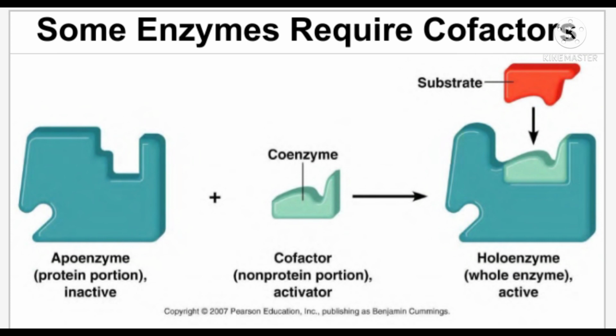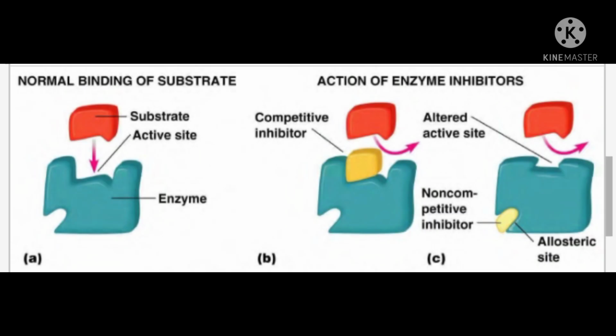A cofactor can be a metal ion, vitamin, or other non-protein. If the cofactor is organic, it is called a coenzyme. The enzyme is inactive without its cofactor. This illustration shows enzyme inhibition. The inhibitors bind enzymes in one of two ways: competitive inhibition and allosteric inhibition.